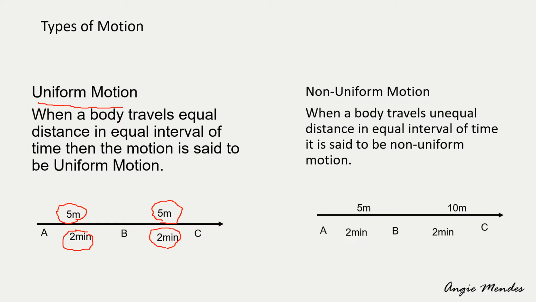Whereas for non-uniform motion, you can look here, if the body has moved from A to B and covered 5 meters in 2 minutes, and then from B to C it has covered 10 meters in 2 minutes, then the distance is unequal. It has covered unequal distances in equal amounts of time. So this is an example of non-uniform motion.